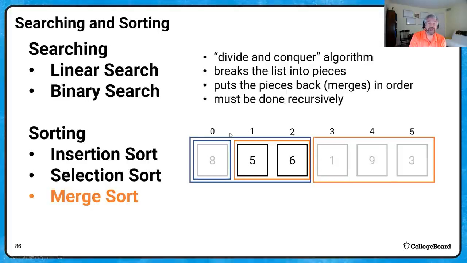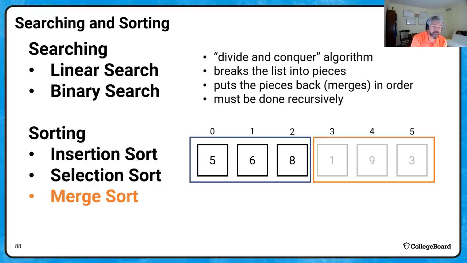Going back to my 3 element array, I have a left side that's complete and a right side that's complete. So now I'm ready to merge the left and the right of my 3 elements back together. As I do that, again, I'm going to select them in the correct order so that 5 will come first, and then 6, and then 8. So I've now completed the left side of my original 6 element array.